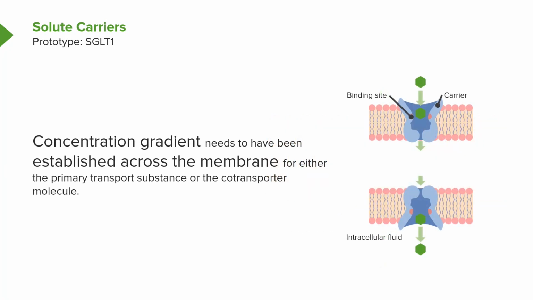What do you need for a solute carrier to work well? The big thing is you need a concentration gradient. So similar to a pore and similar to an ion channel, you need to have the concentration gradient developed already. The other thing that you need is to make sure that the transport substance, does it transport by itself or does it need a co-transporter molecule?